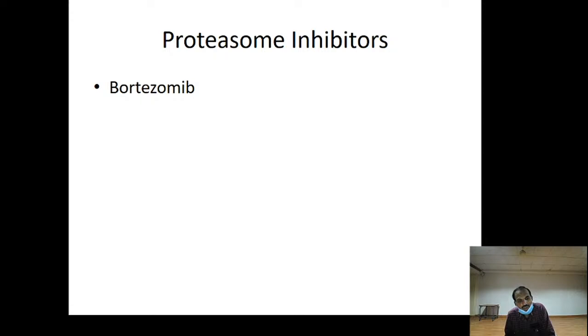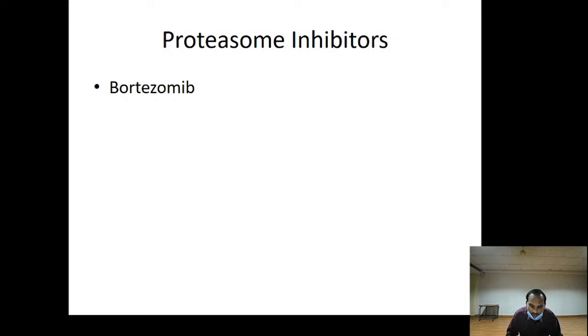So the proteasome inhibitor is bortezomib, and one important indication for bortezomib's use is in multiple myeloma. And what are the adverse effects of bortezomib? Bortezomib has two important adverse effects: one is peripheral neuropathy and the second one is bone marrow depression, and the third one is diarrhea. So these three are important adverse effects of bortezomib. I may repeat it another time because it will be easy for you.